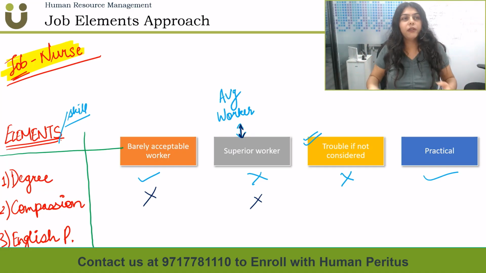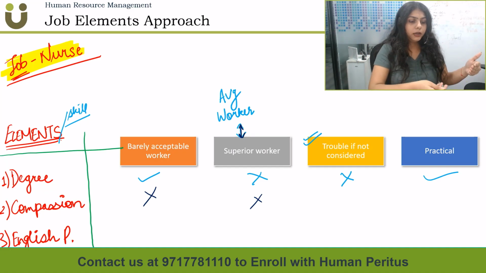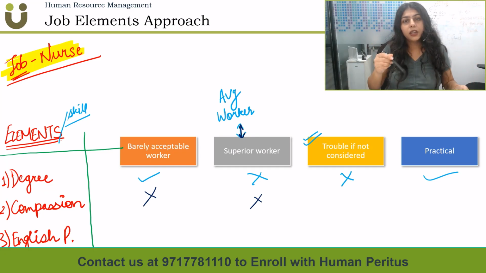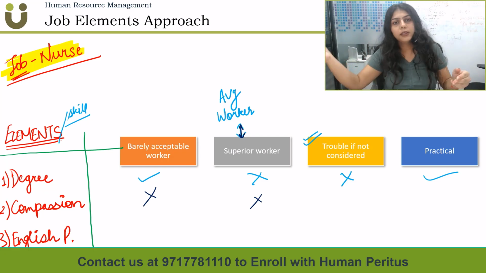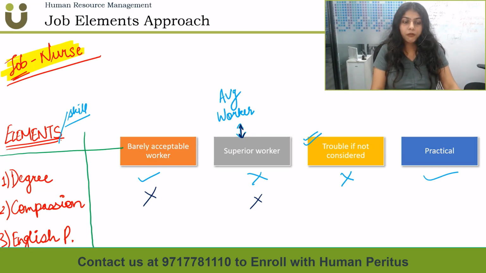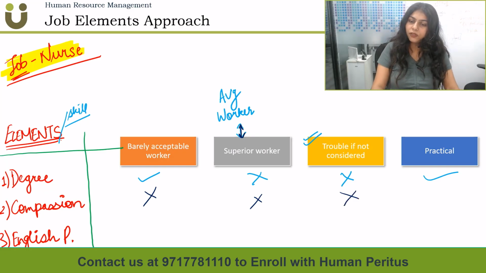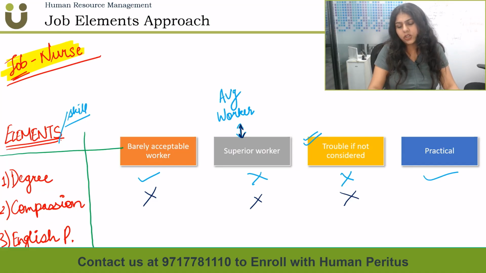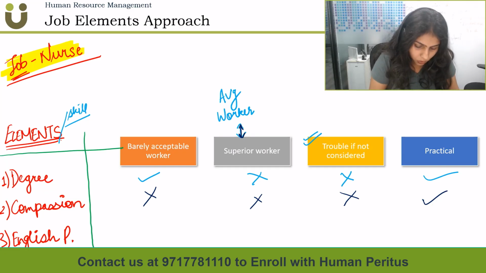An average employee would just do the routine task, but a superior worker would possess things like great leadership skills, great communication skills. So there is something that should differentiate you from average workers to the superior workers. Okay. Would the company be in trouble if the nurse does not have compassion? No, I don't think so. It is not necessary. Is it practical for the company to be looking for nurses who are compassionate? It could be and it couldn't be. So yeah.